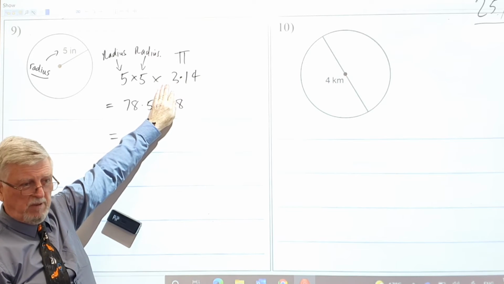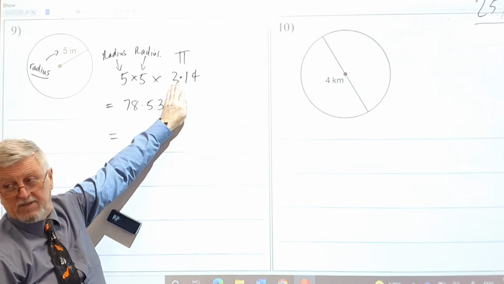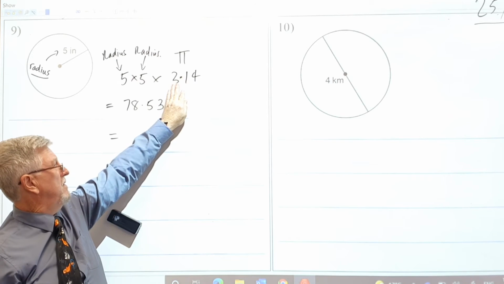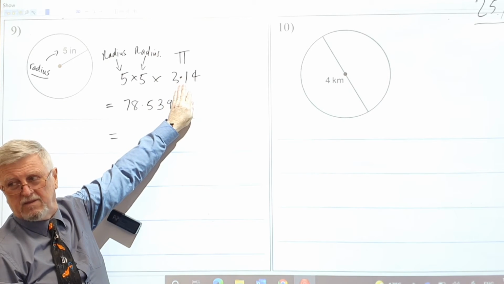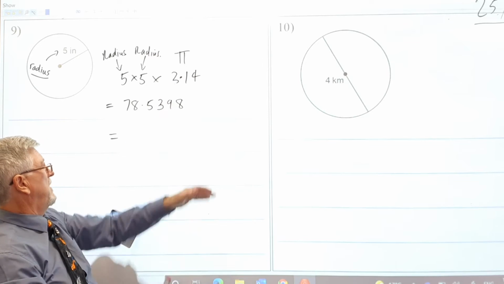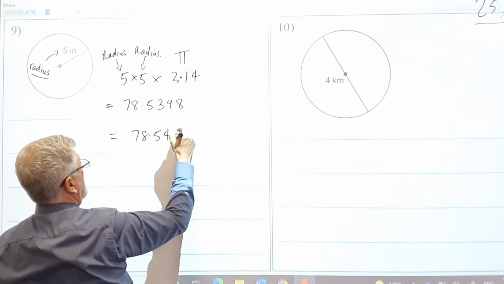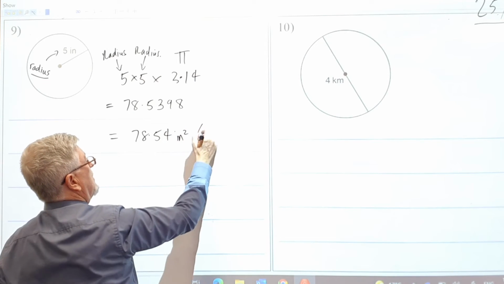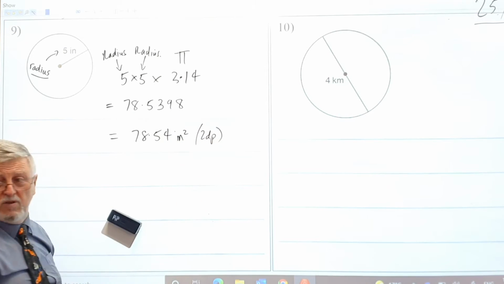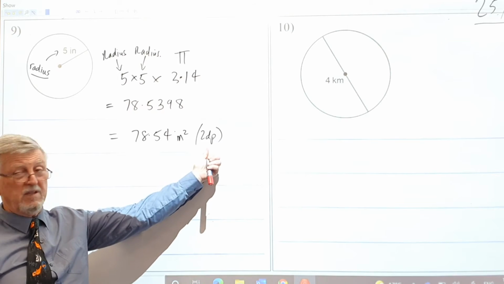Now, what if I said 2 decimal places? Is the next digit a little one or a big one? Big one. So that becomes a 4. Yep. So 78.54 inches squared. 2 decimal places, and I write 2dp. You used to have to write that all the time. You don't have to anymore.